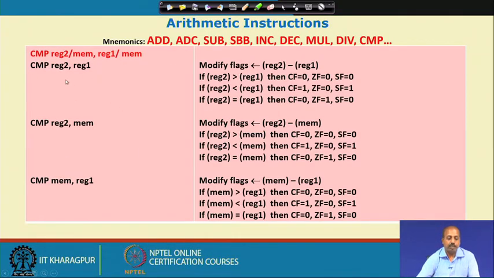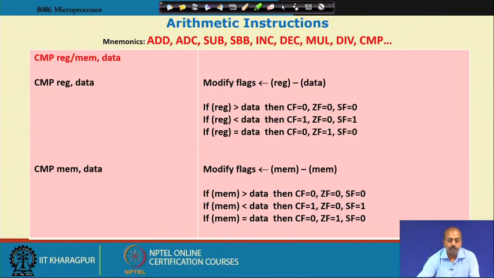Then there is a comparison instruction. It compares the operands, like register 2 and register 1. If register 2 is greater than register 1, then CF equals 0, ZF equals 0, and SF equals 0. If register 2 is less than register 1, then the carry flag is 1, ZF is 0, and SF is 1. This way the comparison takes place. Then for other operations, like if register is greater than data, there are similar settings. These are the various flag settings for the comparison instruction.